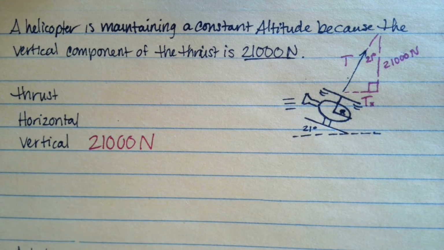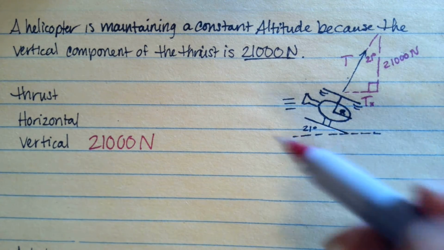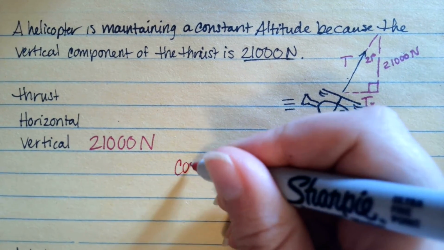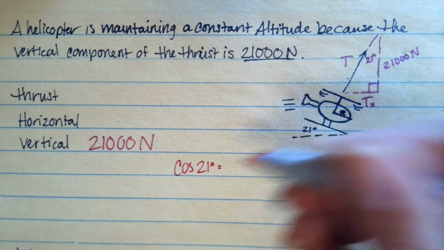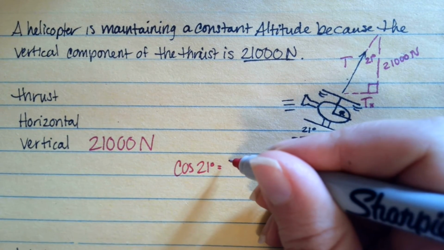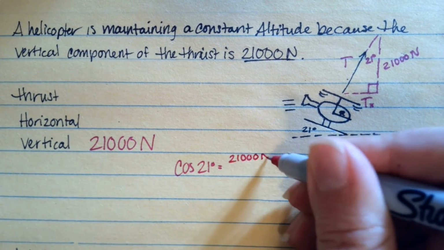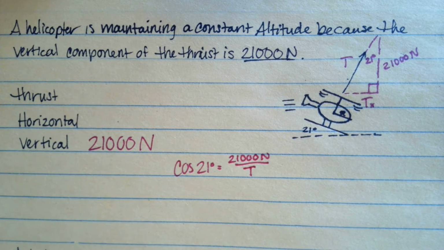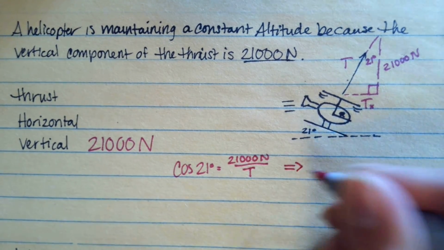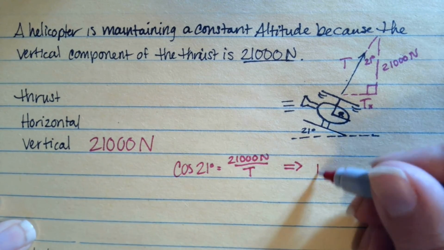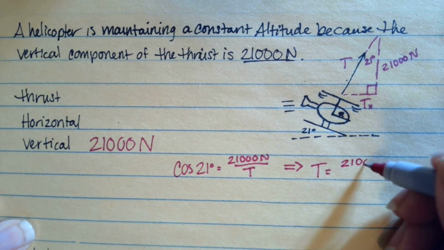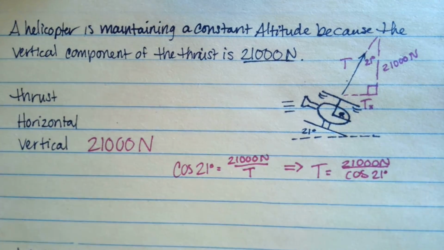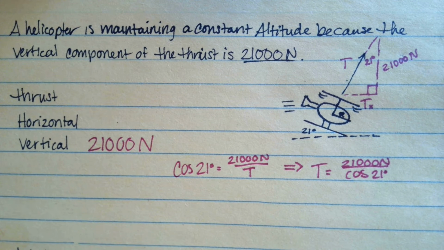We can go ahead and set up the other one. So let's do the thrust, which is this one. I'm going to use cosine because I have adjacent and hypotenuse. So cosine of 21 degrees is equal to adjacent over hypotenuse. So that's 21,000 newtons divided by the thrust. I'm going to rearrange that just like I did in the last problem, and I will have thrust is equal to 21,000 newtons divided by cosine of 21 degrees. And I can type that in. I will get my answer.